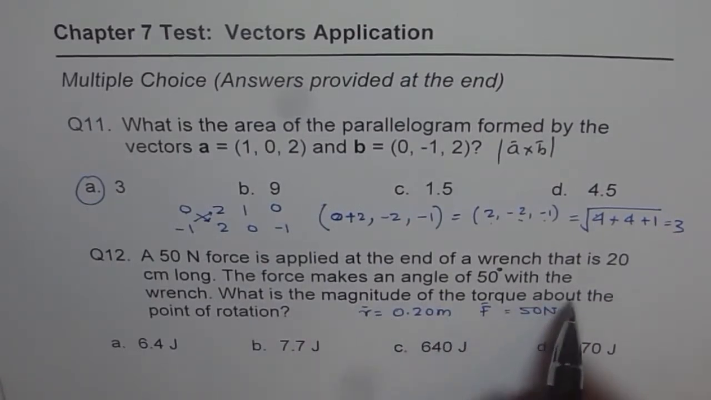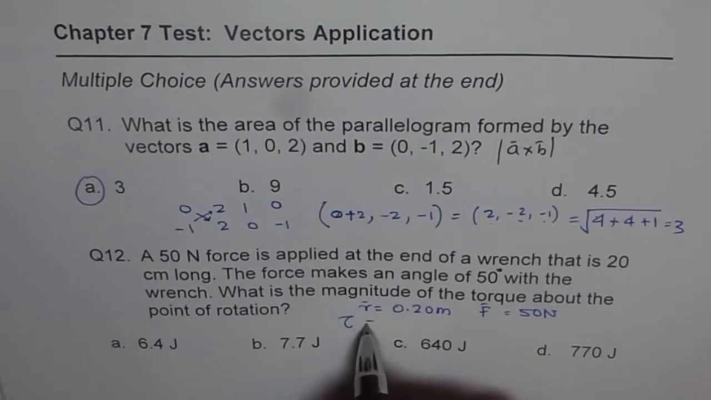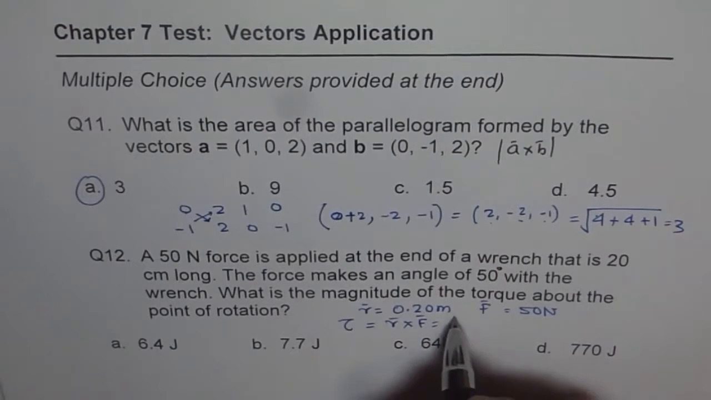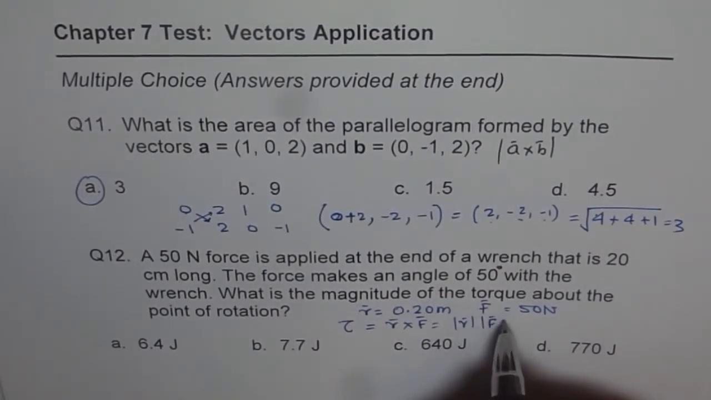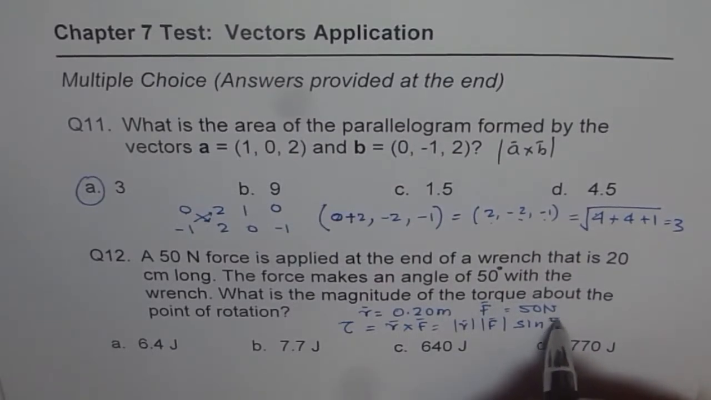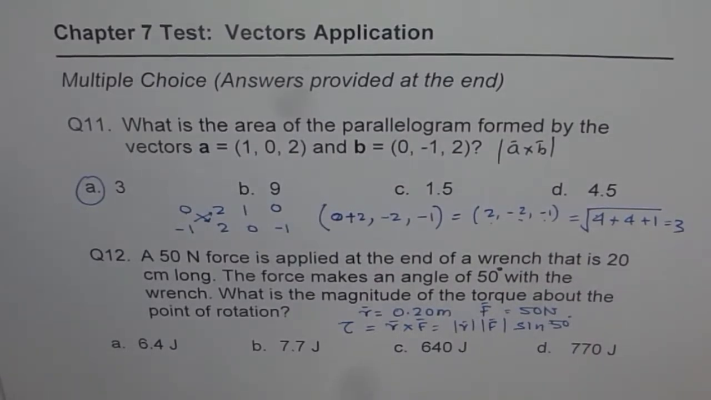What is the magnitude of the torque? Torque is the cross product of R and F, which is basically the magnitude of R times the magnitude of force times the sine of the angle between them, which is 50 degrees in this particular case. Is it okay? So use your calculator and do the calculation. R is 0.2 times 50 times sine of 50. You get your answer as 5 square root 2, which is close to 7.07.